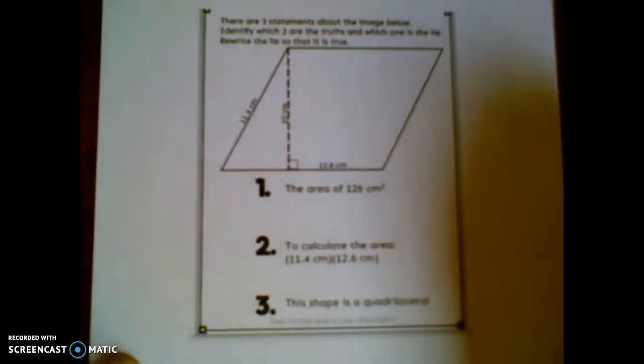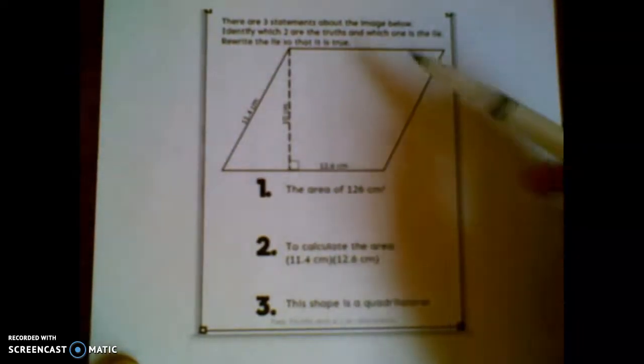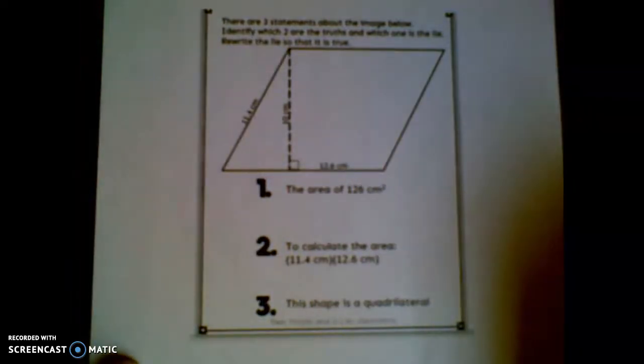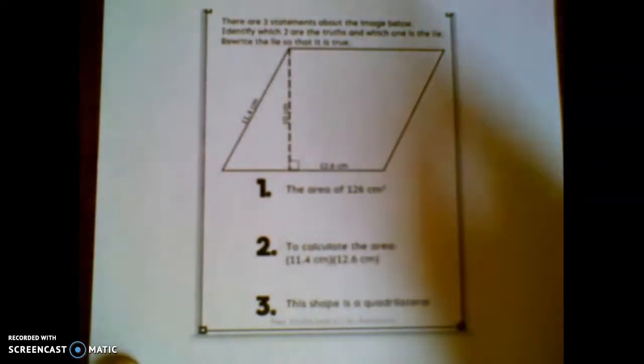Hello, this is for the warm-up question on April 8th. So there are three statements based off of this problem, and two of them are correct, one of them is incorrect. So we have a shape, it is a parallelogram.